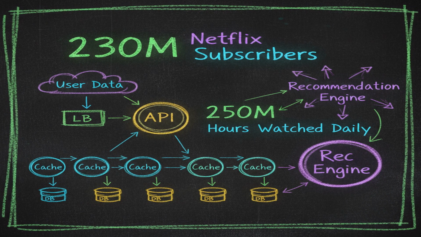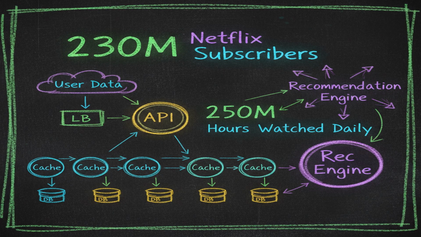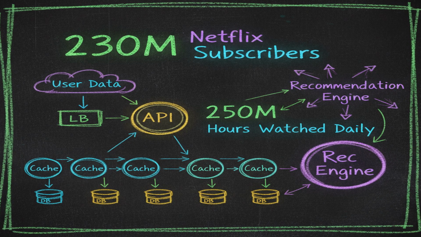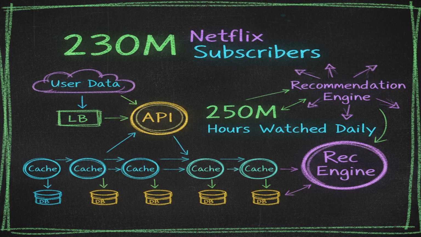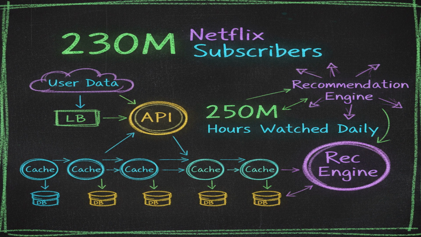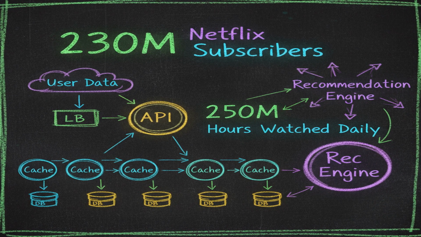We'll see why this matters when we discuss sharding. By the end of this video, you'll know exactly how to build a system that suggests the right content to the right user every time. Here's what most engineers get wrong. They underestimate the complexity of real-time feature engineering.